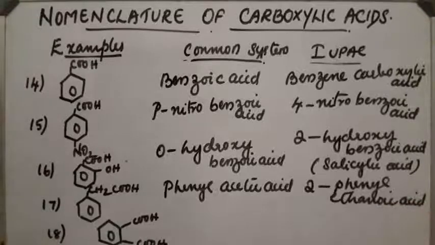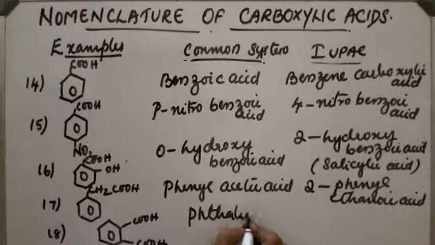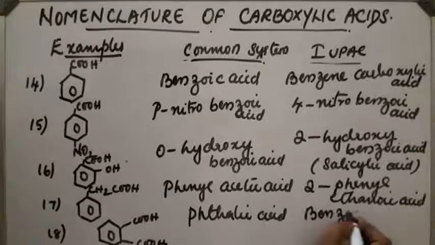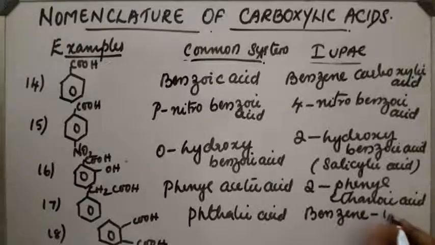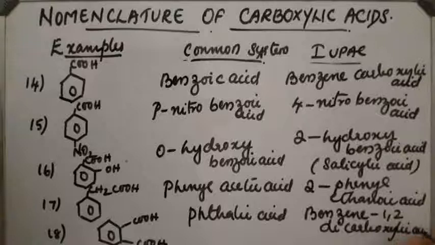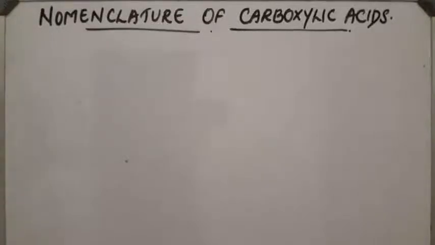Next compound, 2 COOH groups are attached. This is phthalic acid. This is benzene-1,2-dicarboxylic acid. So, we discussed the nomenclature of different carboxylic acids.